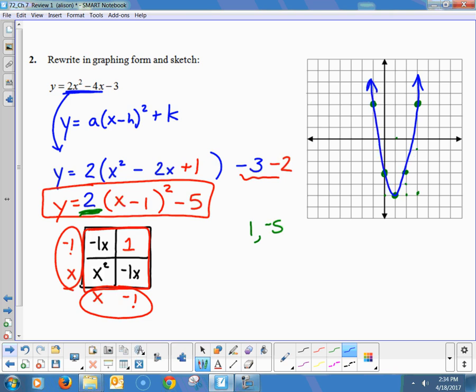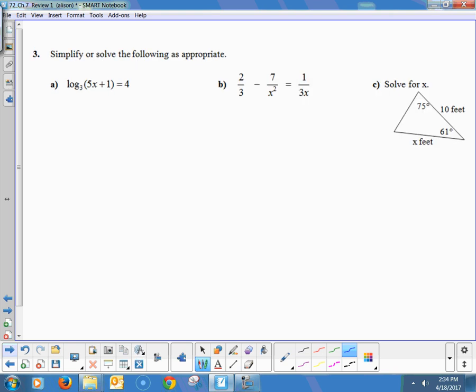Moving on to number 3. Number 3 has a bunch of review problems. There's this crazy log problem, and logs scare me, so I think it might be nice to rewrite this in exponential form. Since the base of this log is 3, log base 3, that means I'm going to change this to 3 to the power, and my exponent is the answer, so 3 to the 4 has to equal 5x plus 1.